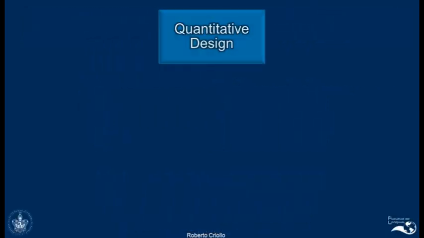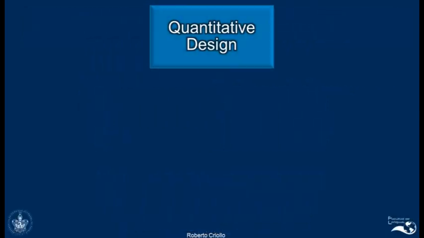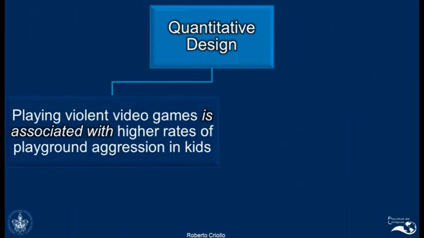Now we're going to look at two examples of quantitative design. Imagine that we have the following hypotheses. First of all, we think that playing violent video games is related or is associated with higher rates of aggression in kids. So we think that two variables are related, and what we're going to do is test if this is really the case.